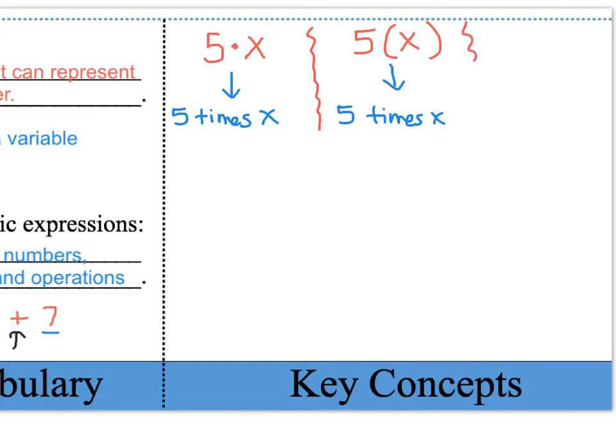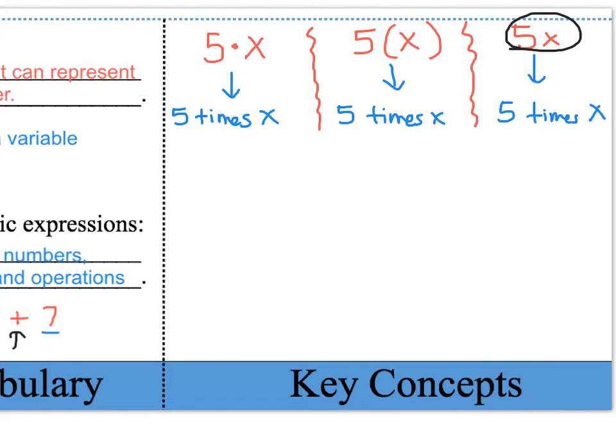And there's another way you can show multiplication. You can show it as 5 and the x standing right next to it. This also means 5 times x. So the most common way you're going to see it is shown in this form right here: 5x. That's the algebraic expression.